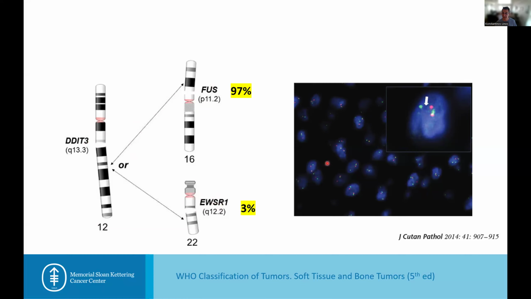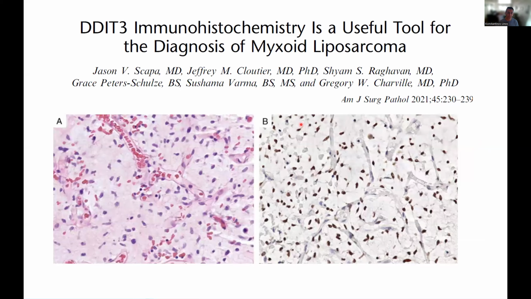And you can easily detect most of the cases, not all of them, but the great majority of cases, with a break-apart FISH for DDIT3. However, especially in the cases with EWSR1, the translocation can be cryptic, and you get a false negative EWSR1-DDIT3 that you should be aware of.